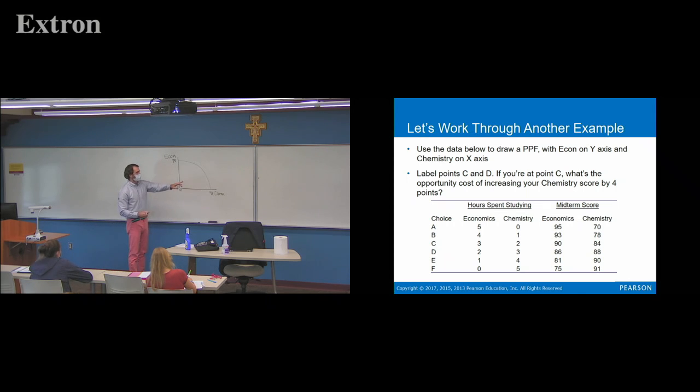So what it's saying is, right there it says the midterm score for choice A. You can get 95 in your economics exam and a 70 on the chemistry exam. So 95 here and 70 there. If you go all the way to the other end, you can get a 91 on your chemistry exam, and you'll be getting a 75 on your econ exam. All right, so now label point C and point D.